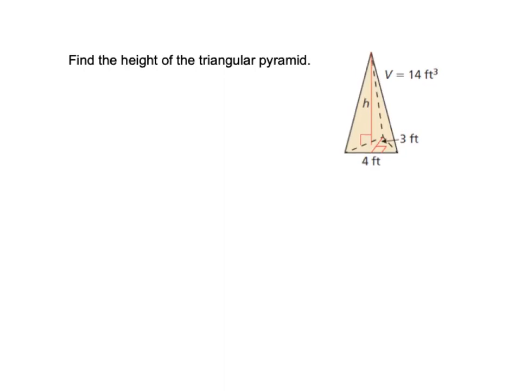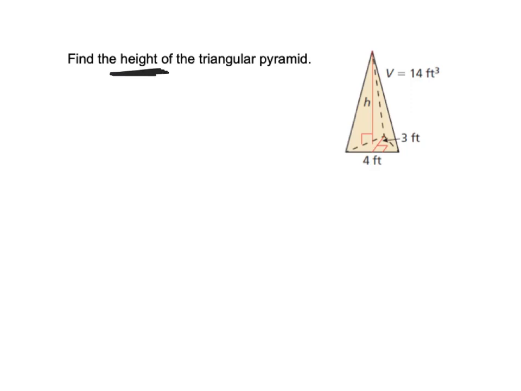And this one just asks us to find a different piece of information. This one is not asking us to find the volume. This one is actually asking us to find the height. So the missing piece of information is the height, not the volume. And if you notice, it tells us over here that the volume is 14 feet cubed.